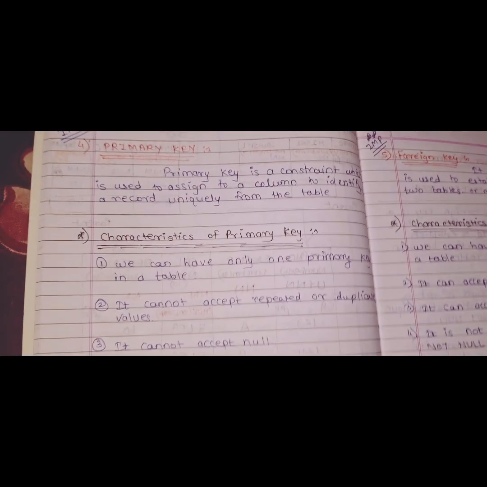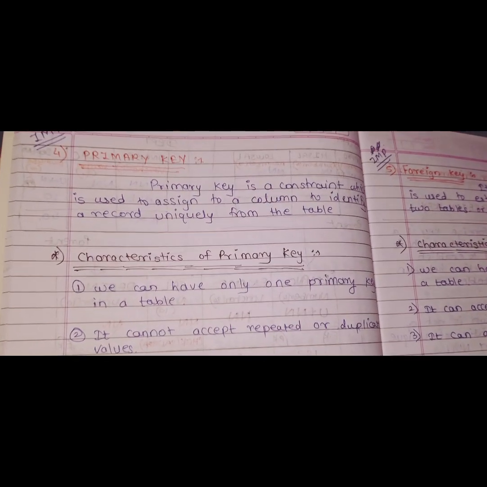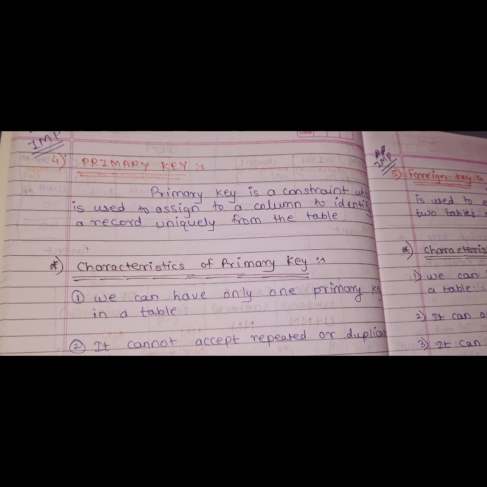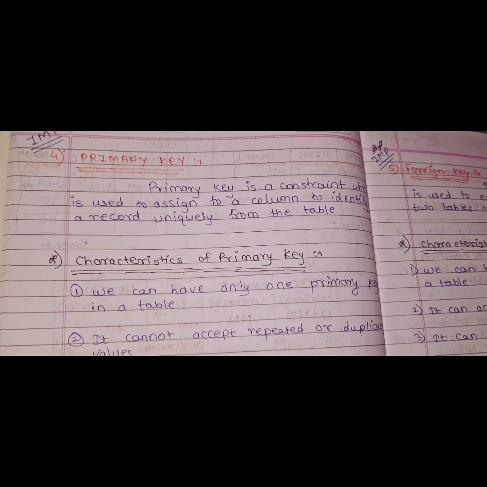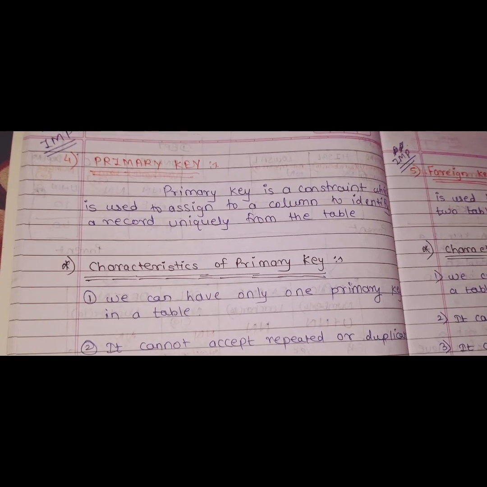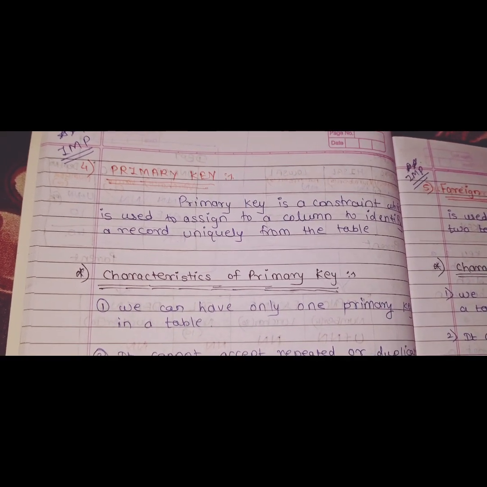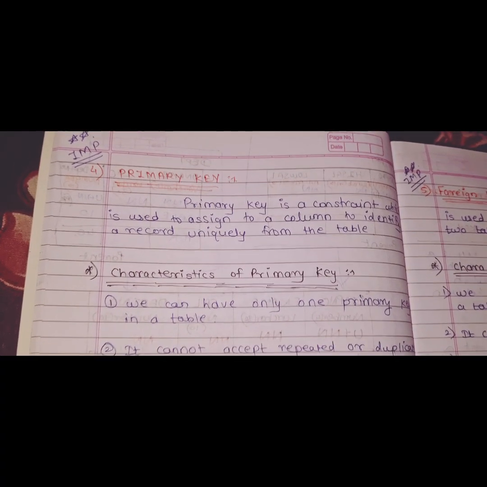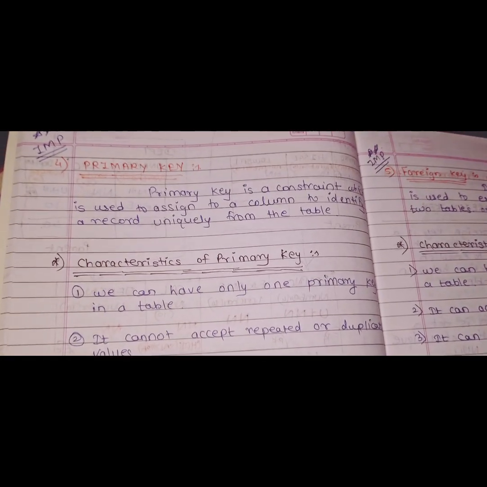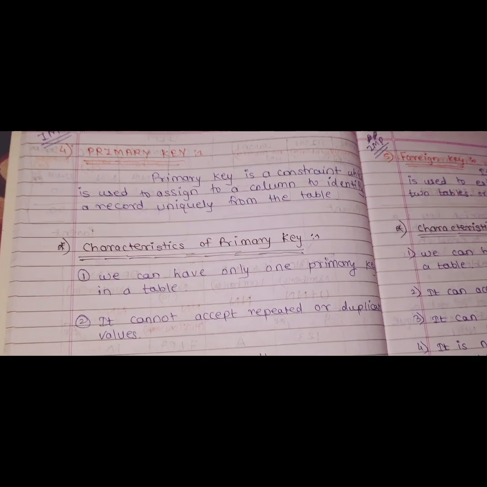Now, primary key. Primary key is a constraint which is used to assign to a column to identify a record uniquely from the table. Let's suppose a student has a unique student roll number, so it must be the primary key of that table. It cannot be duplicate, it cannot be null.